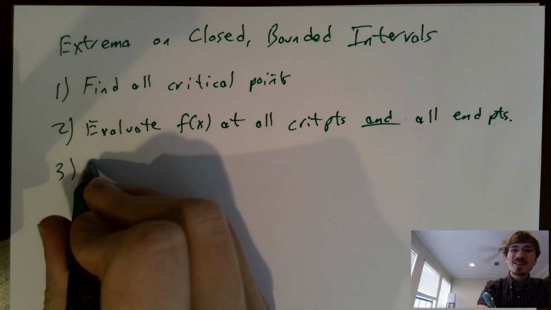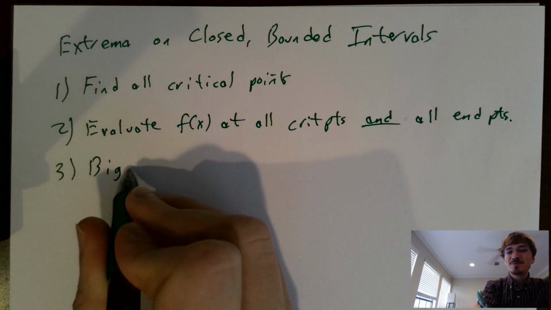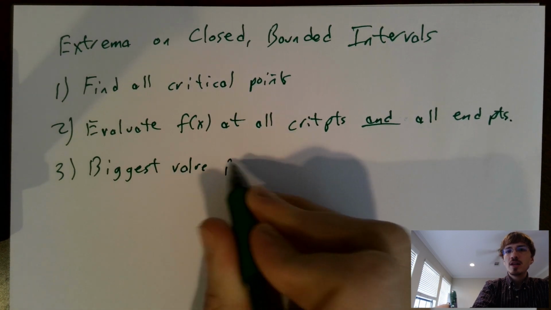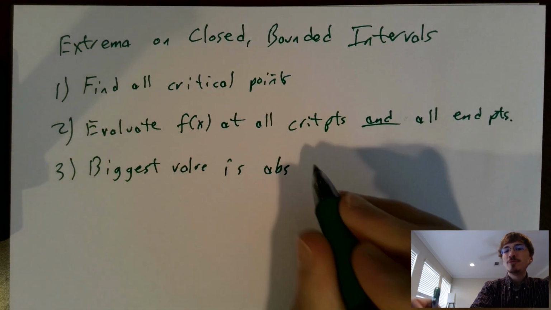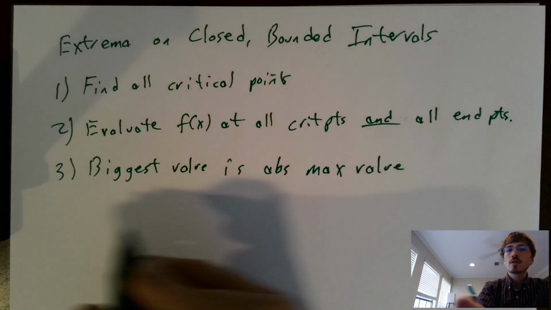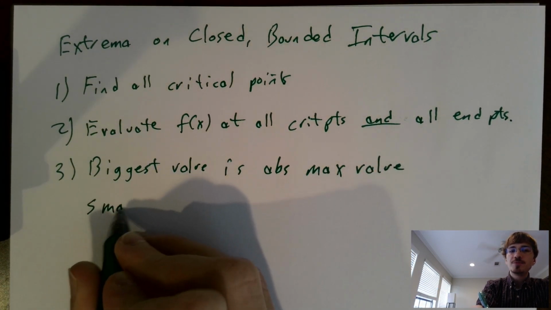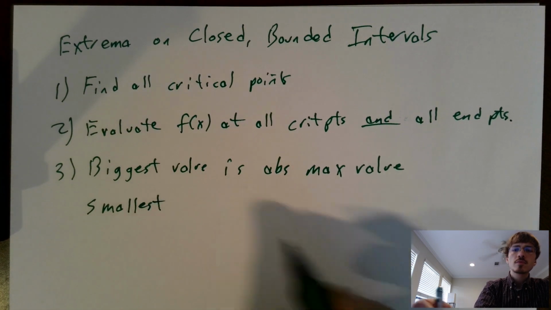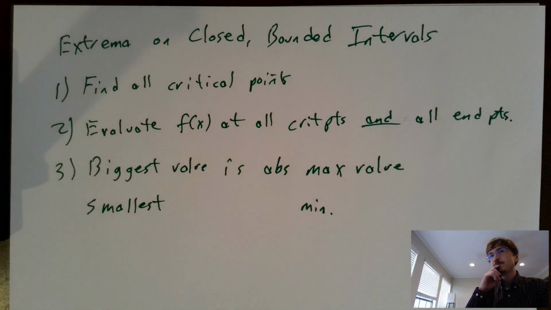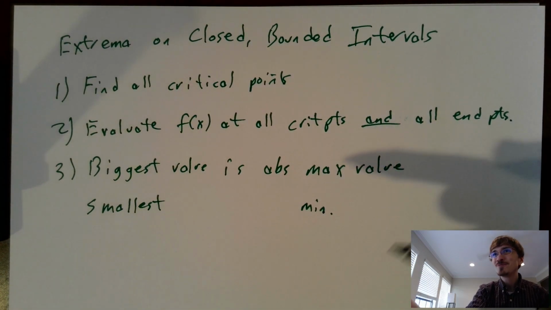Three. The biggest of these values is the absolute maximum value. And the smallest value is the absolute minimum value. Okay? So, and this is going to be kind of the scheme that we're going to use for all of these problems.